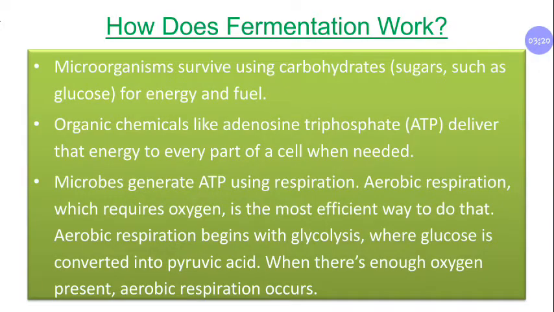So, how does fermentation work? Microbes survive using carbohydrates such as sugars like glucose for energy and fuel. Organic chemicals like ATP deliver this energy to every part of a cell when it is needed. Microbes generate ATP using respiration. Aerobic respiration requires oxygen, and that is the most effective way to do it. Aerobic respiration begins with glycolysis, where glucose is converted into pyruvic acid, as we know, and when there is enough oxygen present, aerobic respiration occurs.